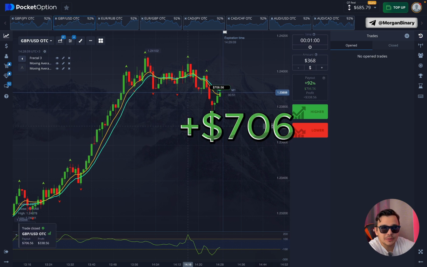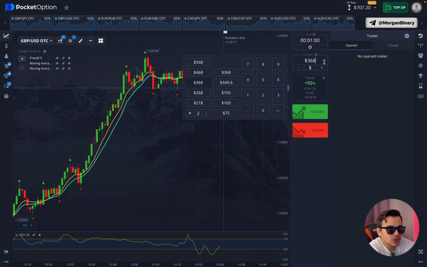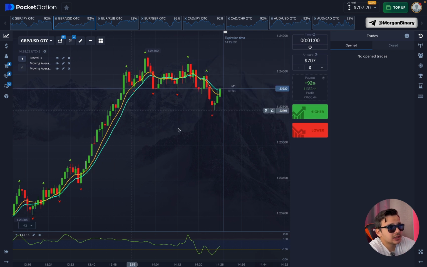The trade closed in profit, excellent. However, I didn't entirely rely on my moving average lines. And this entry point was also very good. So the trade closed in profit.